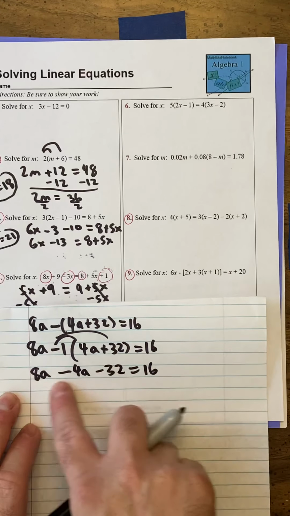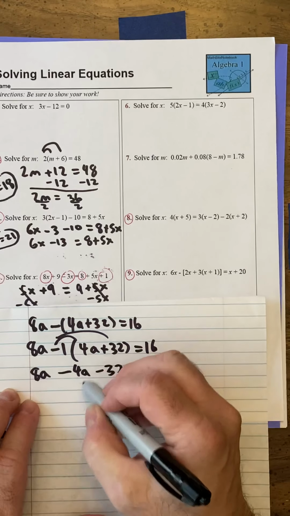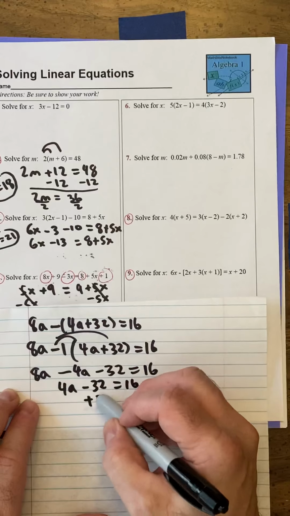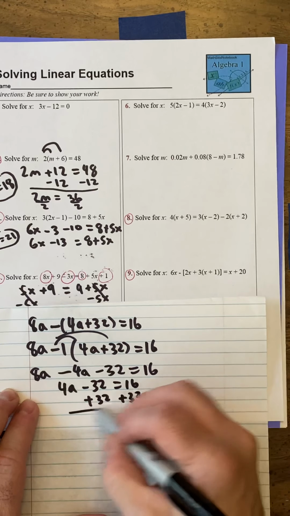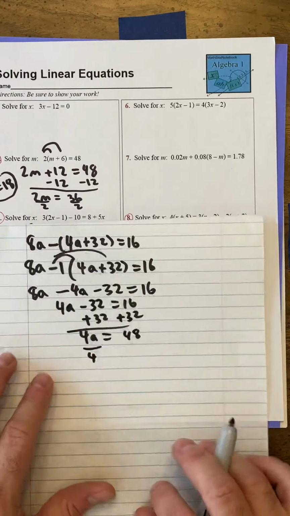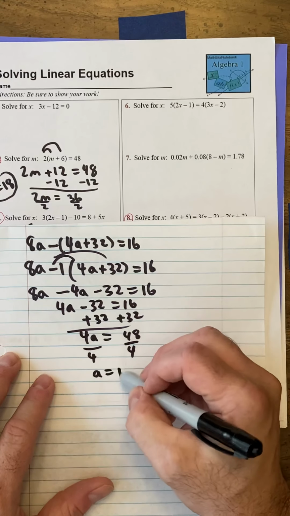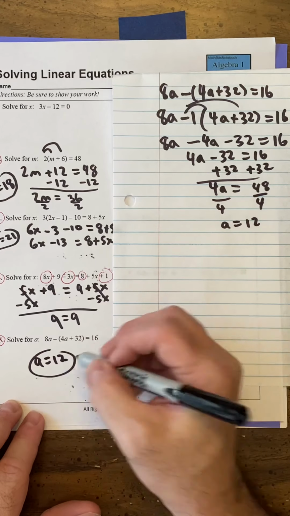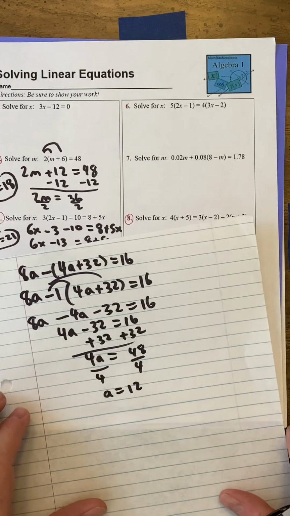Now you can combine these like terms on the same side. That's 8a minus 4a is 4a. Add 32 to both sides. You get 4a equals 48. Divide by 4 on both sides, you get a equals 12. I'll write that over here, a equals 12. Okay, so that's how you solve a problem like that.